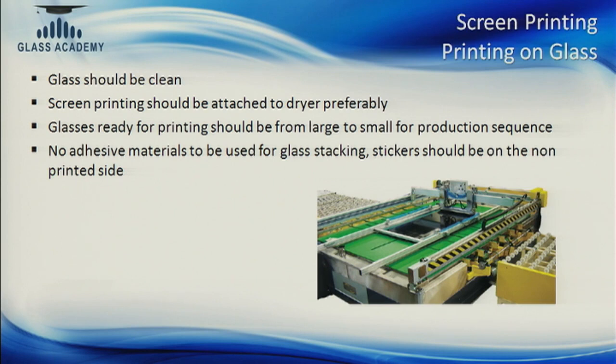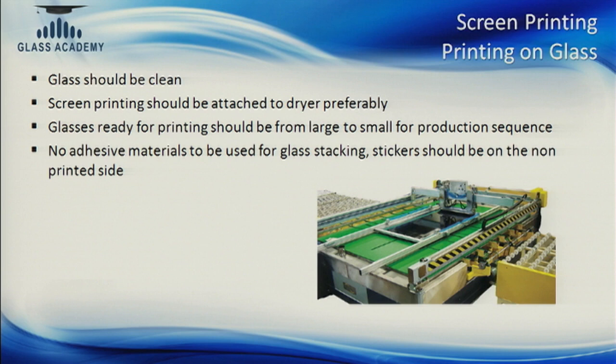Now, if you have various sizes of glass that you need to print, you need to go from a larger size to a smaller size. If you go from a smaller to a larger size, or you have mixed up sizes, you will end up cleaning the screen many times, and the more times you clean the screen, the more it will get damaged, or it will take more time. So you go from a larger size to a smaller size, and this needs to be built into your system, so that the glasses that reach the printing process go in a particular sequence.